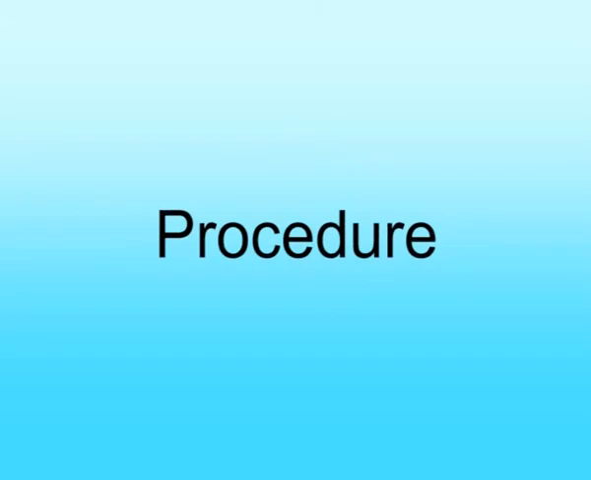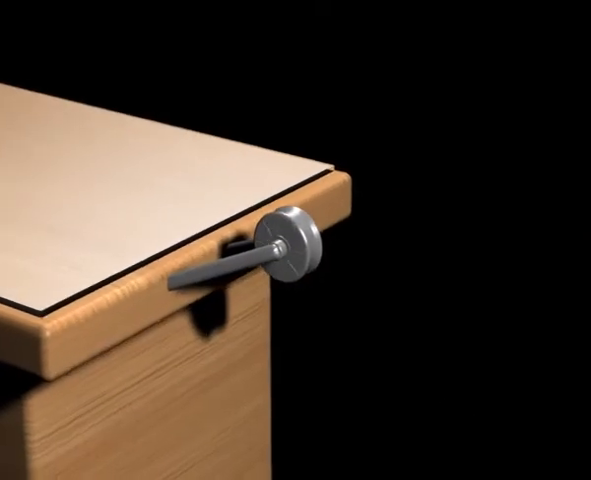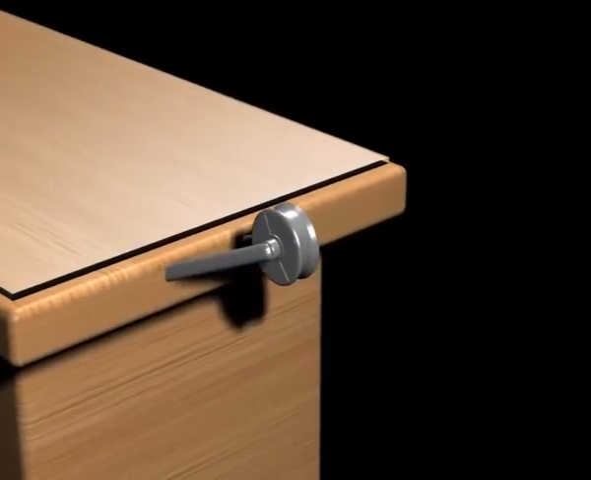Let us now come down to the procedure. Start with cleaning the glass surface of the plane and then adjusting the surface of the plane. Also ensure that the pulley is frictionless.